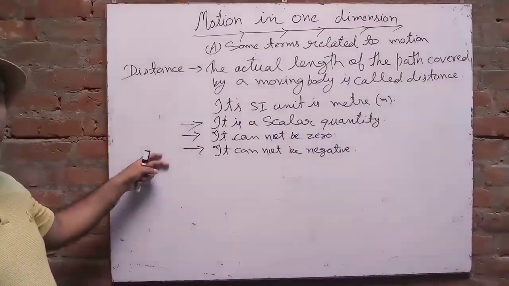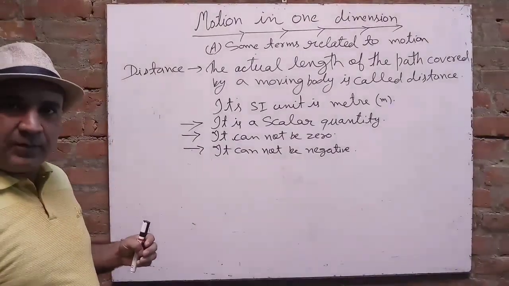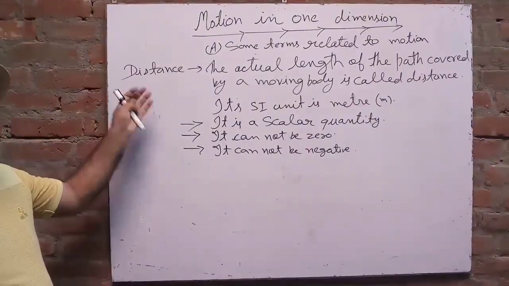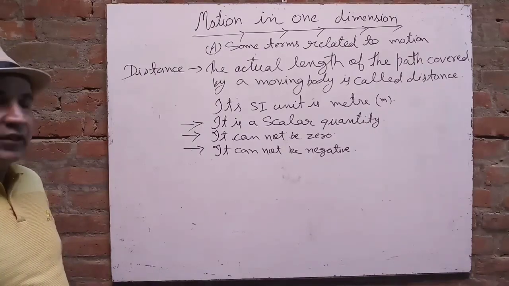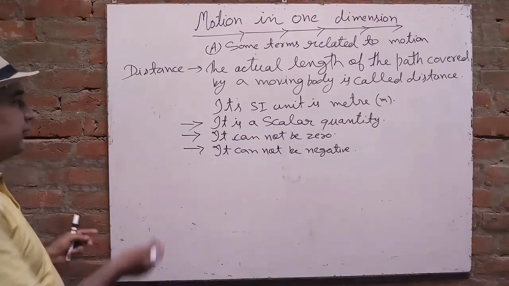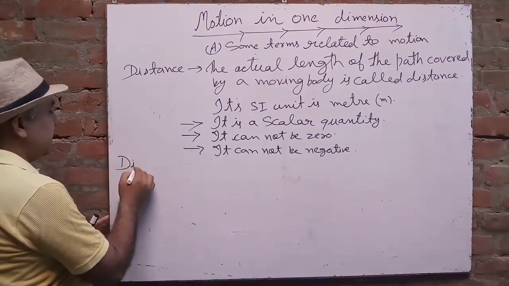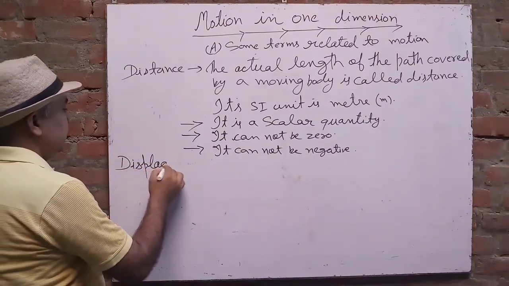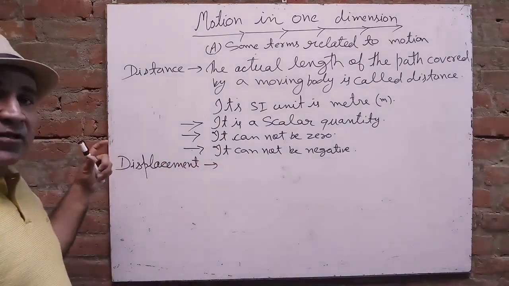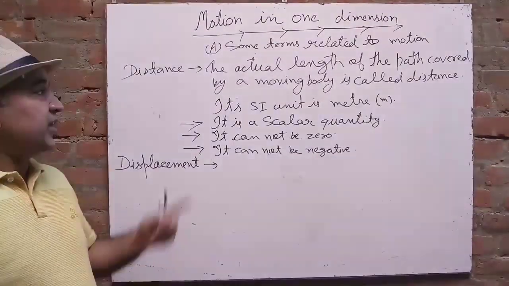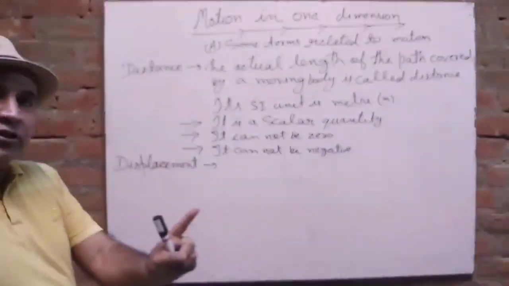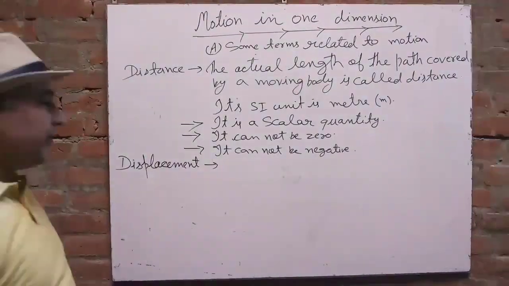These points I am telling so that when you compare distance and displacement, these are the notable points. Since this is a scalar quantity, it does not require direction. It does not depend on path. Now we will see displacement. Distance and displacement are two different terms. Distance is the actual length of the path, but displacement is the shortest distance between initial and final position.